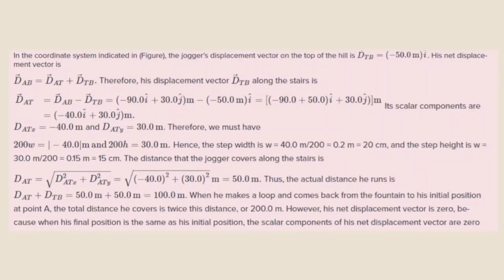The distance that the jogger covers along the stair is 50 meters, thus the actual distance he runs is 100 meters. When he makes a loop and comes back from the fountain to his initial position at point A, the total distance he covers is twice this distance, 200 meters. However, his net displacement vector is 0, because when his final position is the same as his initial position, the scalar components of his net displacement vector are 0.